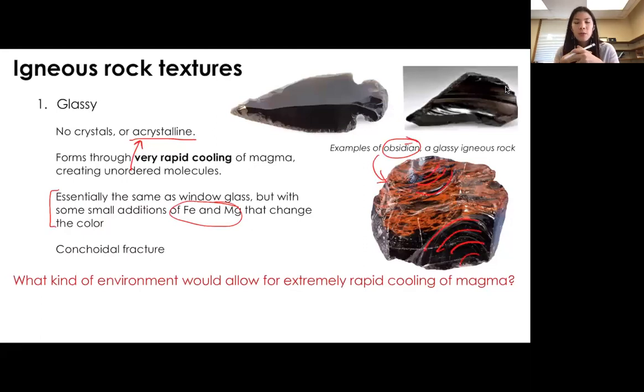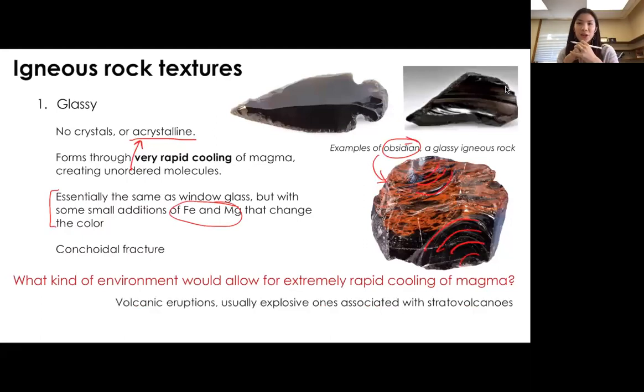So what kind of environment would allow for this extremely rapid cooling of magma? I sort of answered this question on accident earlier. We tend to see these with volcanic eruptions and usually very explosive ones associated with stratovolcanoes, because in that instance, you have magma rapidly being ejected into the air and rapidly subjected to cooling.